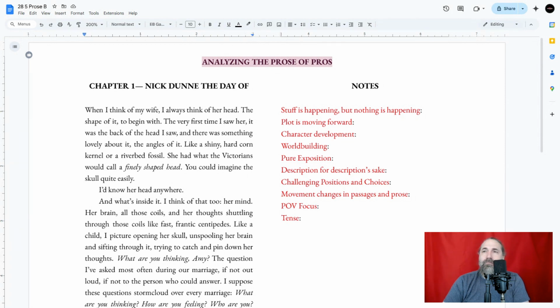All right. So as always, we're looking to see if stuff is happening, but nothing is happening. What does that mean? Well, that's easy. It means that it is not through the emotional experience or choices of the characters. Basically, it could end up being just pure exposition or description for description's sake. More importantly, when stuff is happening, but nothing is happening, there are no choices being made, no consequences to those choices, and no challenges of character positions. It's just the plot is plotting, and that is it.